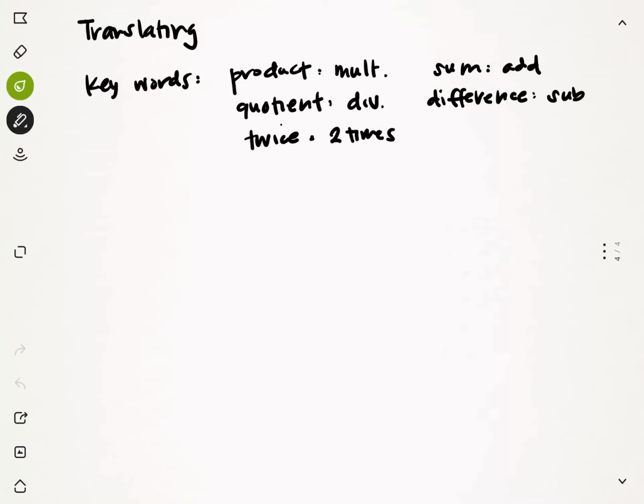Alright, on to the last thing. This time we're translating phrases. So some keywords we're looking for here. These are some of them. They're not all of the different things that you could find that hint at what they're asking us to do.